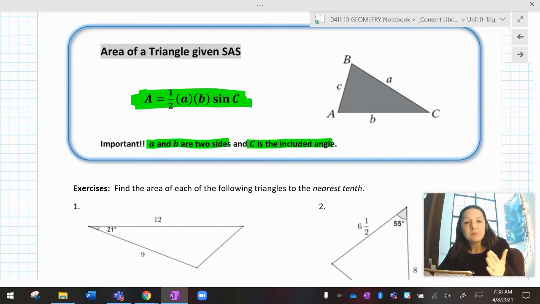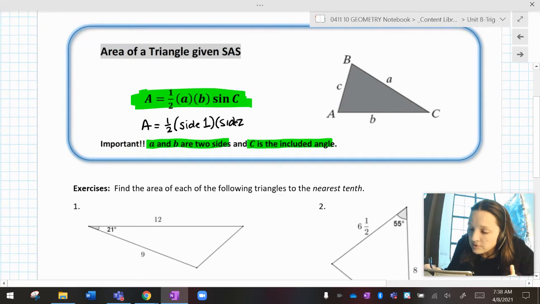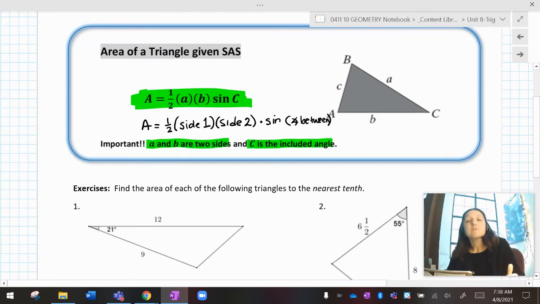It does not have to be an A and a B and a C. It just needs to be, in shorter terms here, the area is 1/2 side 1 times side 2 times the sine of the angle between. Okay? That's really what that formula says.